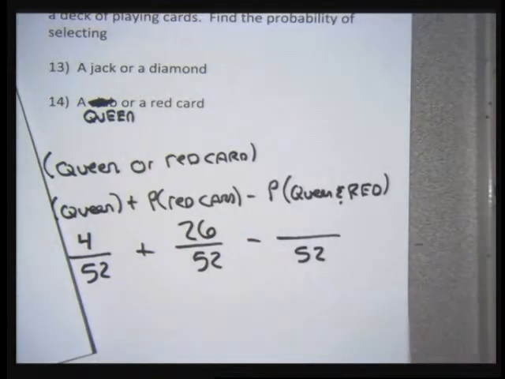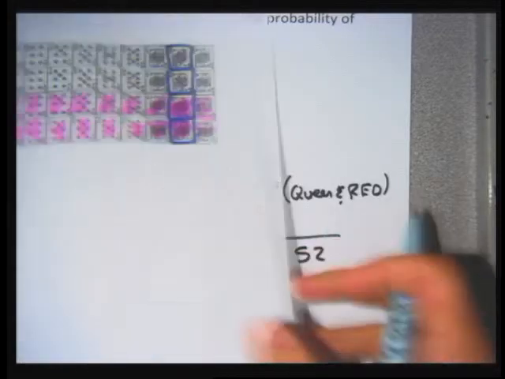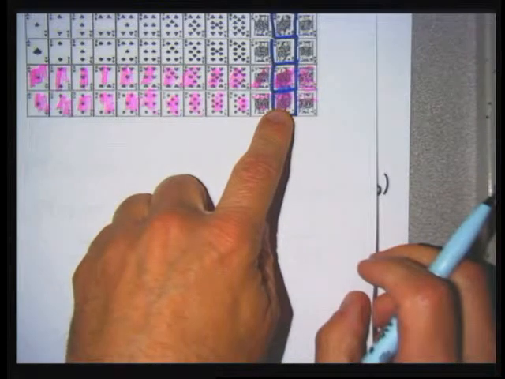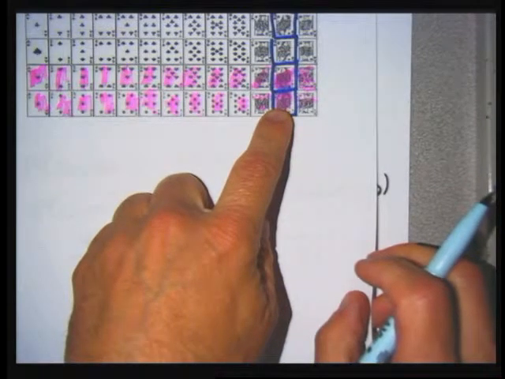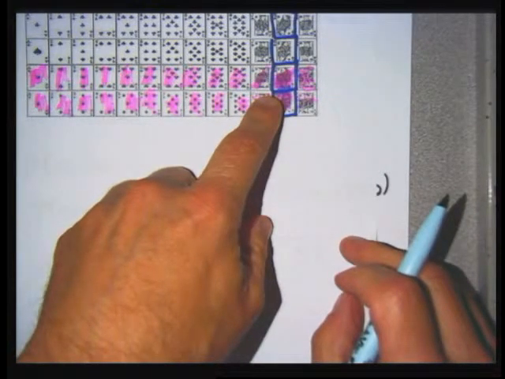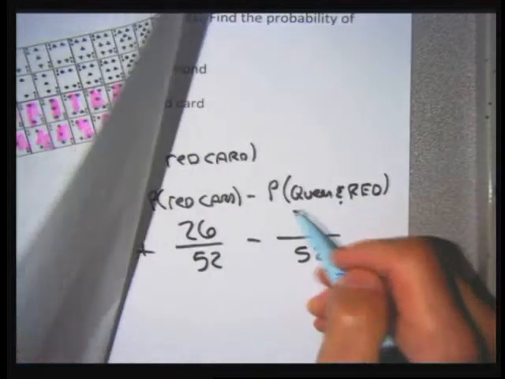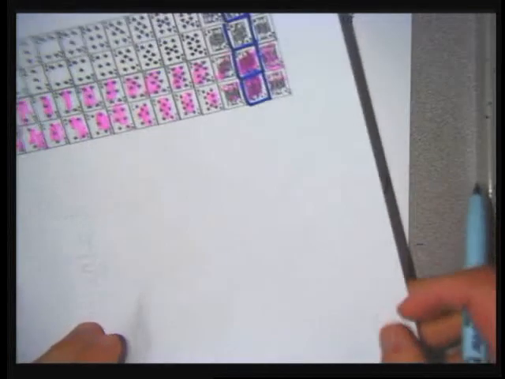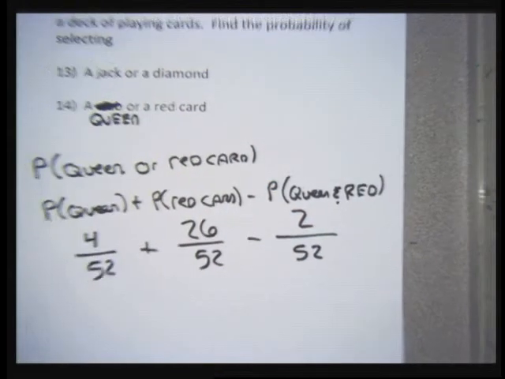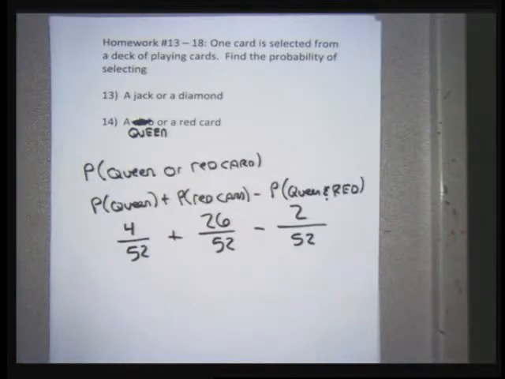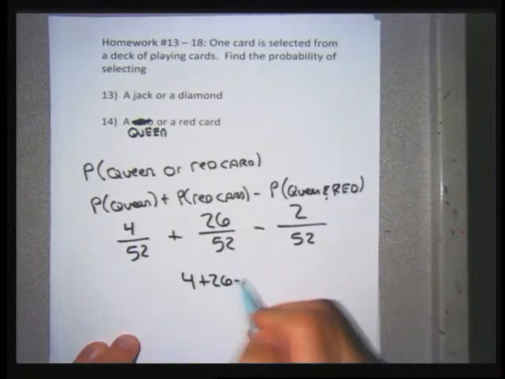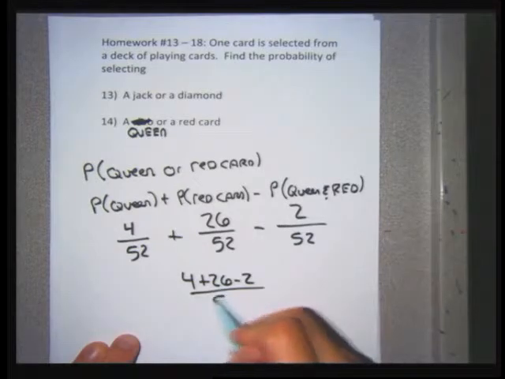And lastly, I need to subtract out any duplication between the probabilities. And there's overlap between queens and red cards. There's 2 cards that I've counted in both sets, the queen of hearts and the queen of diamonds. So for the third fraction, its numerator is going to be the 2 cards that were counted essentially twice, in both sets. So the probability for this is going to be the probability of a queen plus the probability of red card less the probability of both a queen and a red card. That's going to be 4 plus 26 minus 2 over 52.